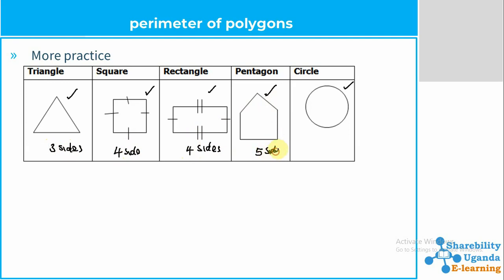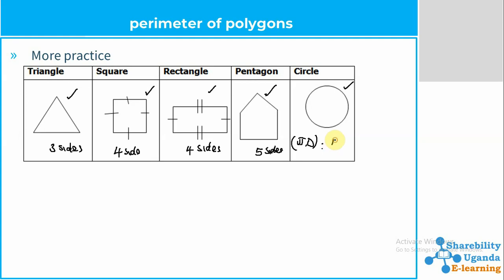Five sides. Our circle. So for us to be able to get the perimeter of our circle, we should know the total distance around the figure. But remember, for our circle we use a formula, which is pi times the diameter. That is our formula that you can use to find the perimeter of our circle.